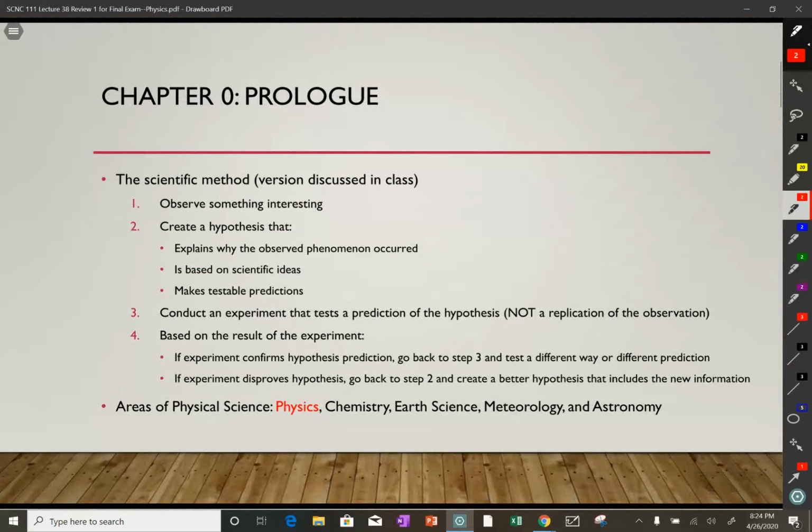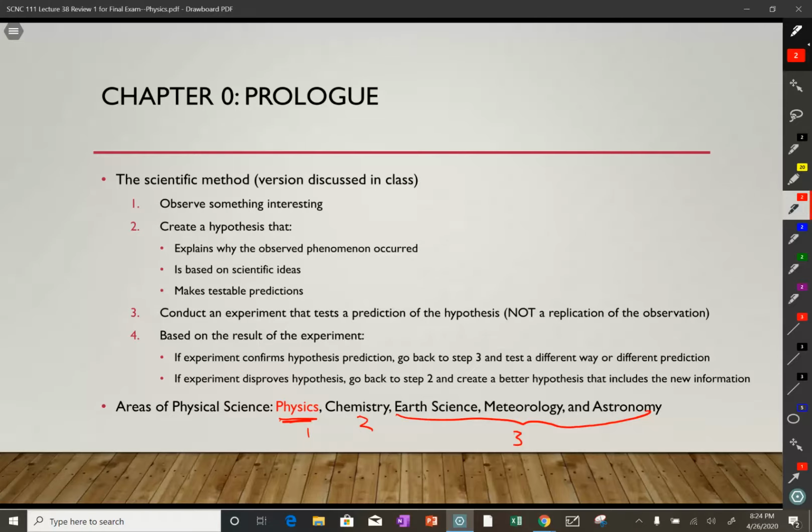So chapter 0 was the prologue, which gave us an overview of what physical science is. So for instance, this first review is just covering physics. The second review will be chemistry, because that was exam 1 and exam 2. And then the third review will be earth science, meteorology, and astronomy.